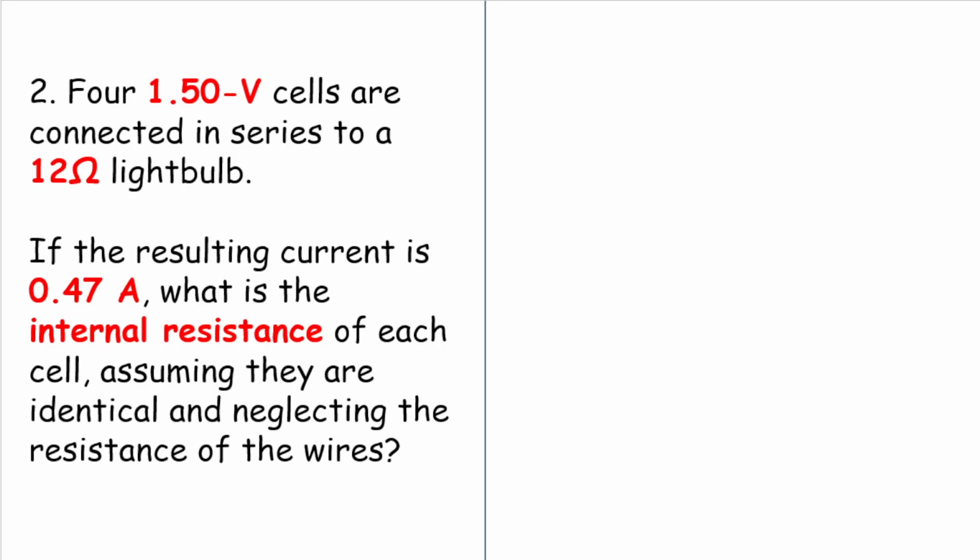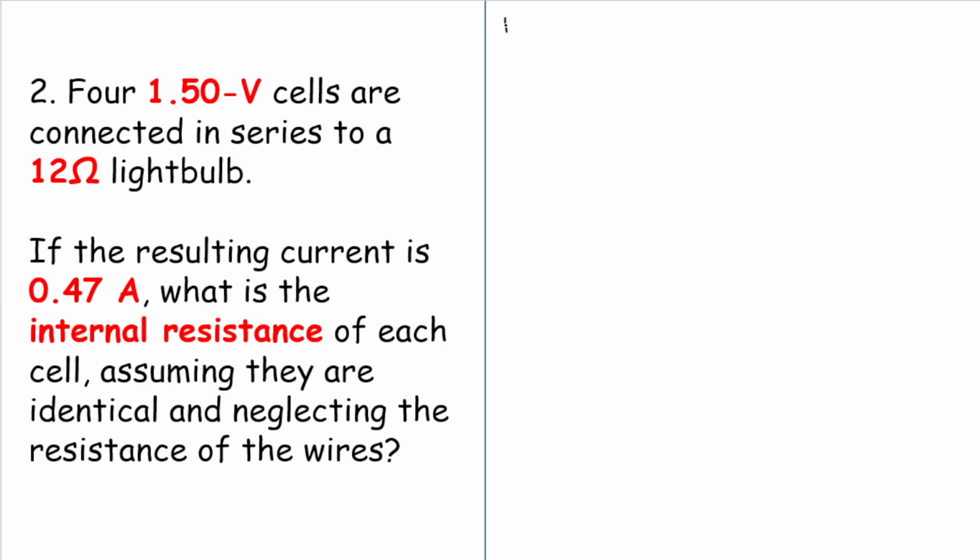So the question is, 4 1.5 volt cells are connected in series to a 12 ohm light bulb. If the resulting current is 0.47 ampere, what is the internal resistance of each cell, assuming they are identical and neglecting the resistance of the wires? Okay, let's draw the circuit first.